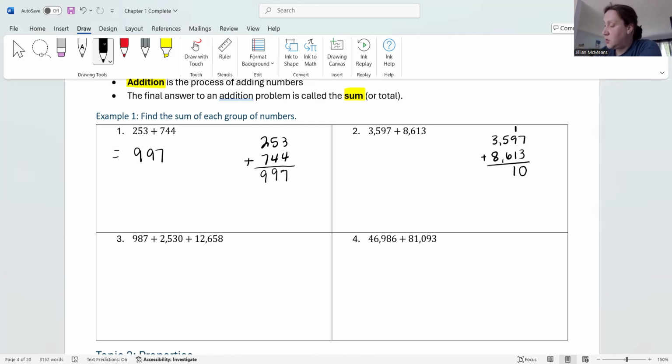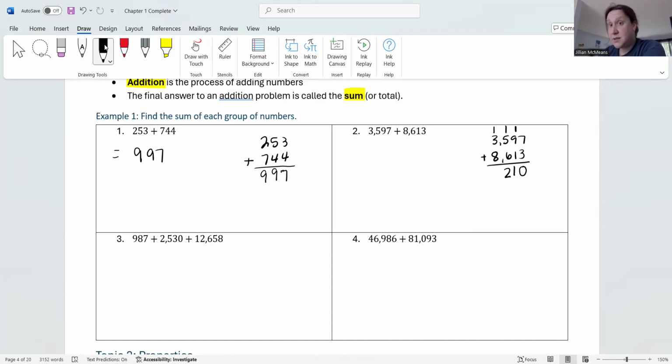So I write down the digit in the ones place, and then I carry the digit in the tens place. And then I just start the process over. So we have 6 plus 5, which is 11. Plus the 1 that we carried is 12. So I write down the digit in the ones place. I carry the digit in the tens place.